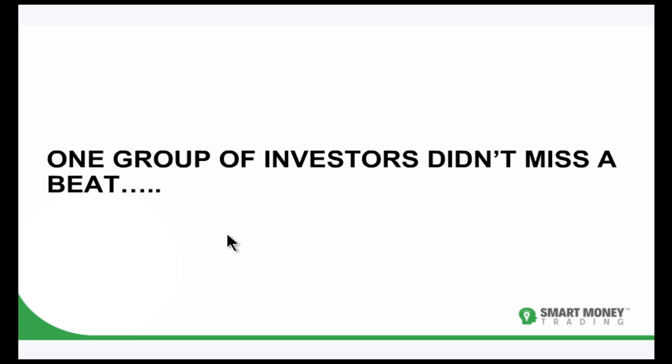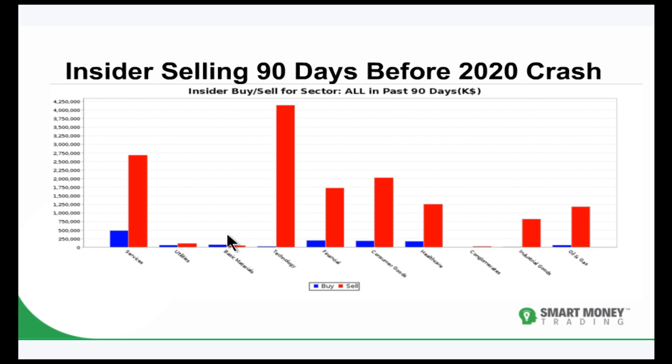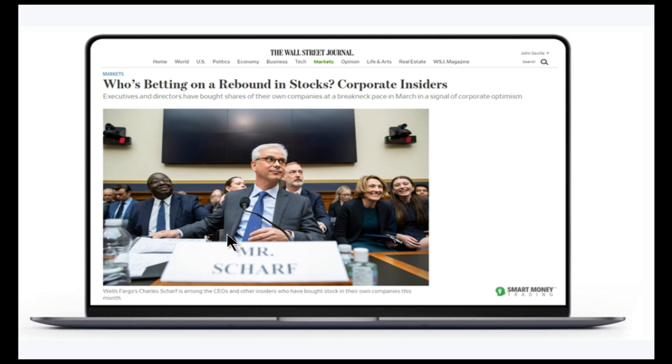So one group of investors didn't miss either of those opportunities. If you take a look at the insider selling for the 90 days before the 2020 crash, there was quite a fair bit of insider selling. Proportionately, also significantly more selling than buying. What did they know? How did they know it? Right? And even more fascinating than that, if you take a look at when the market bottomed in March of 2020, they bought back big time.